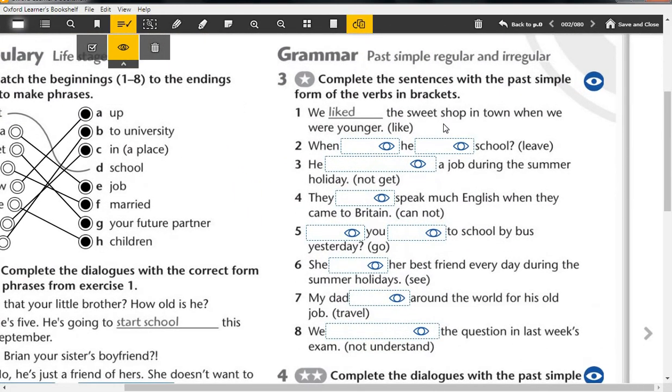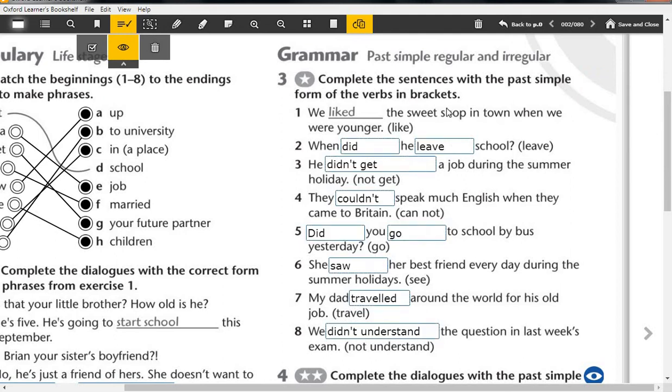Let's see the answers. Now workbook page 2, grammar part. 1. We liked the sweet shop in town when we were younger. 2. When did he leave school? 3. He didn't get a job during the summer holiday. 4. They couldn't speak much English when they came to Britain. 5. Did you go to school by bus yesterday? 6. She saw her best friend every day during the summer holidays. 7. My dad traveled around the world for his old job. 8. We didn't understand the question in last week's exam.